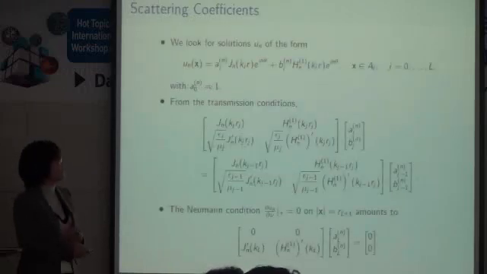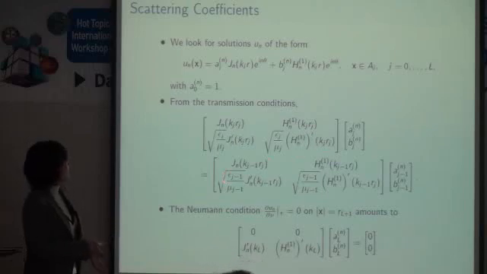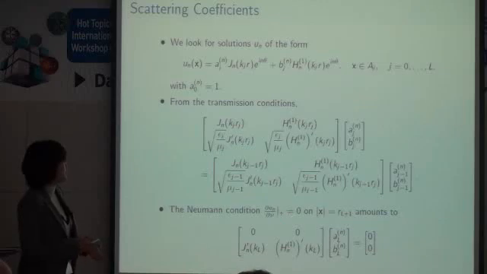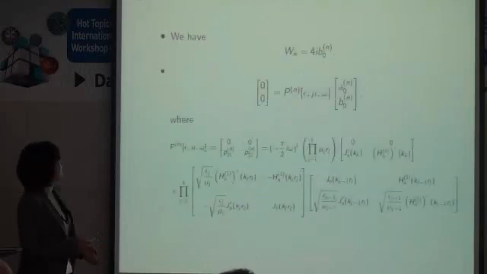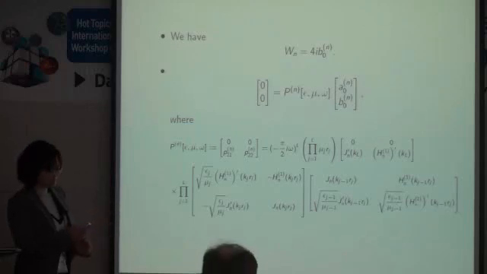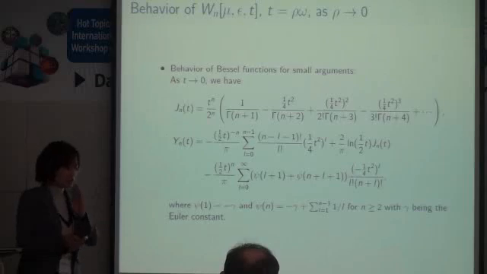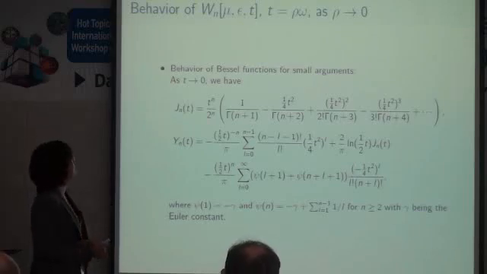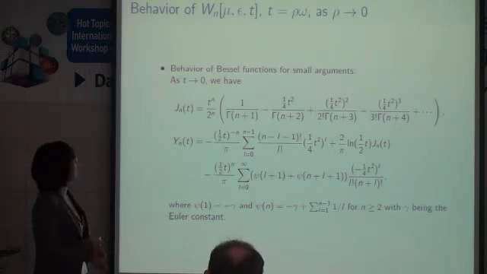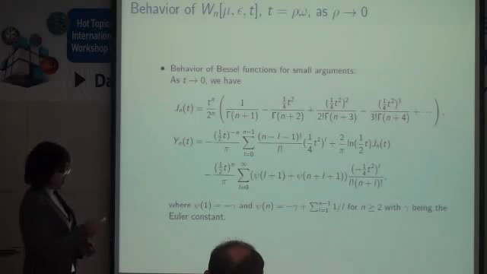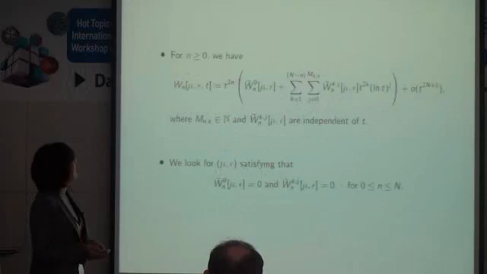From the two transmission conditions on each layer, here is the 2 by 2 matrix times the coefficients equals a matrix times the coefficients. On the inner layer, I put the Neumann condition, and W_n comes from this matrix P, which is the multiplication of the transmission conditions. Since rho is a small number, and the frequency we consider is rho times omega, we need the expansion for small parameters. When t is small, the Bessel functions have this asymptotic expansion.